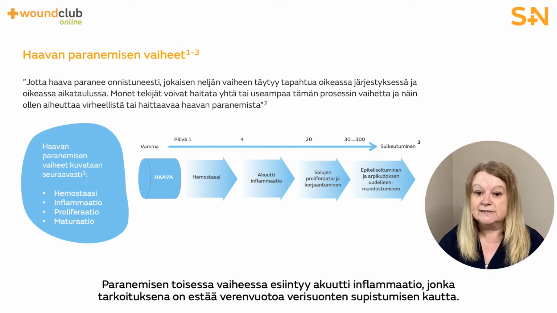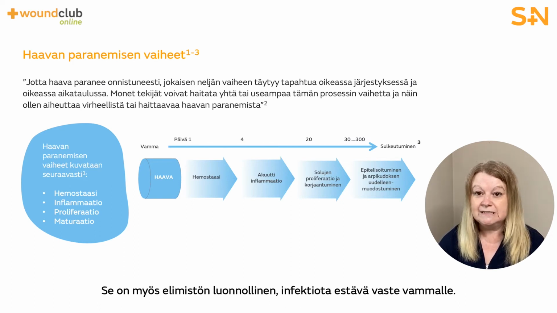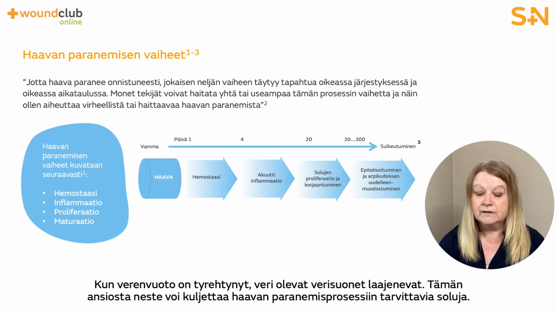The second phase of healing is acute inflammation, which aims to prevent further blood loss through vasoconstriction. It is also the body's natural response to injury by preventing infection. Once the bleeding has stopped, the blood vessels within the wound dilate. This allows fluid to carry the cells into the wound that are needed for the healing process.